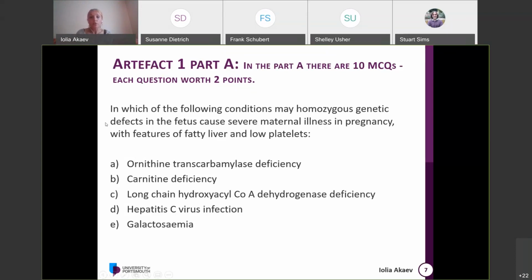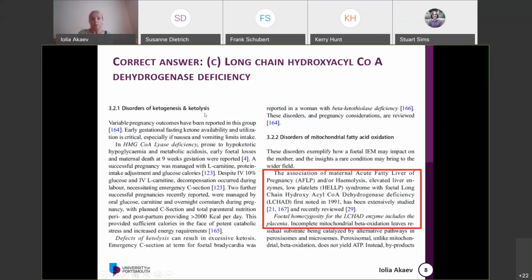So this question, for example, is about the homozygous genetic defects in the fetus that cause severe maternal illness in pregnancy, with features of fatty liver and low platelets. You can see we have 5 possible answers. If I go now to the paper, this is the paper, and this is the part I've highlighted in the red box. If you read this paragraph here, you can see this is the association of maternal acute fatty liver.